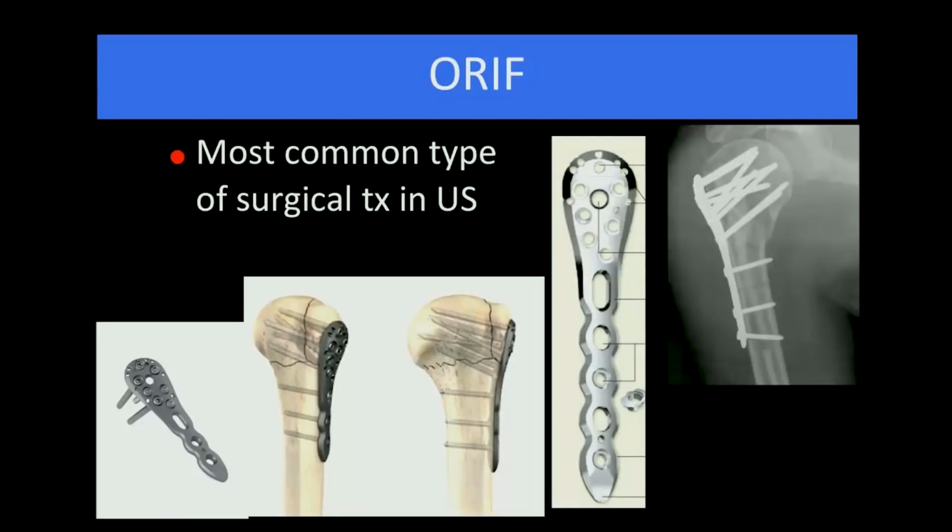The most common type of surgical treatment, when surgery is indicated in the United States, is plate and screws for this type of fracture. As you can see, this is how the plate and screws look. This is how it looks on a sawbone. This is how it looks in a patient.